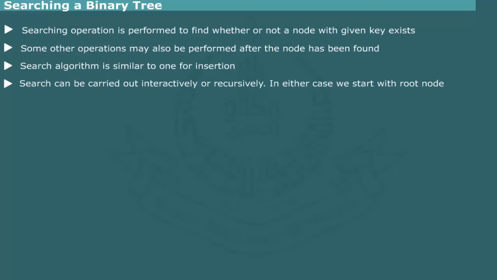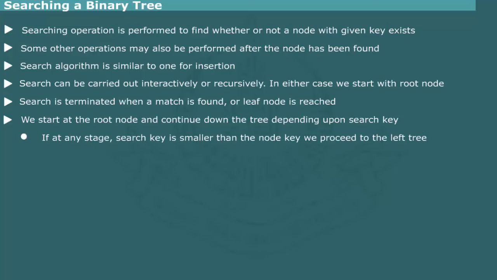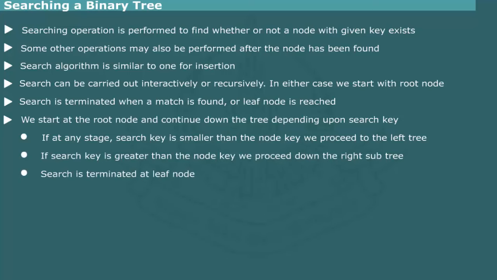The search can be carried out in an iterative or recursive way. In either case, we start with the root node. If the search key matches the key of the root node, the search process is terminated. Otherwise, we proceed to search the left or right subtree according to whether the key is less than or greater than the node key. If at any stage the key matches the key of some node, the search process is terminated. If the leaf node is reached and no matches occur, the search process is terminated as being unsuccessful.